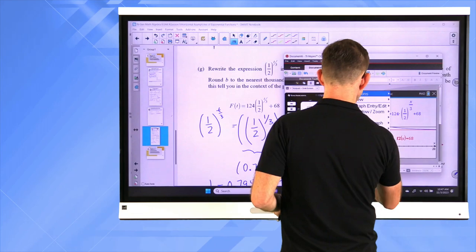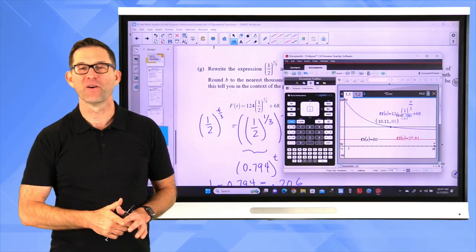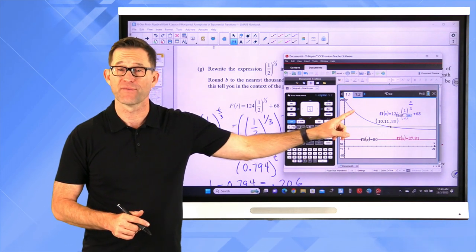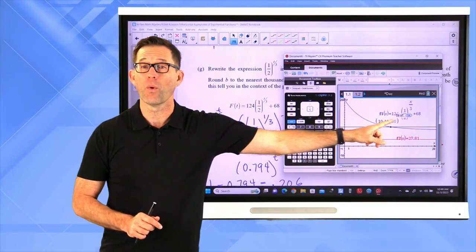So I'm going to go into menu and analyze my graph. I'm going to do my intersection and my second graph. There we go. Lower bound, enter. Upper bound, enter. It's a little bit trickier when you have, whoops, oh, that's not what I wanted, but that's okay. Just want to move that point so that you can see it a little bit better. I managed to move my horizontal asymptote completely and utterly away. It's a little bit harder when you've got three curves to find the intersection because you have to pick your first curve and your second curve. But when I did, what I found was 10.11, 80.